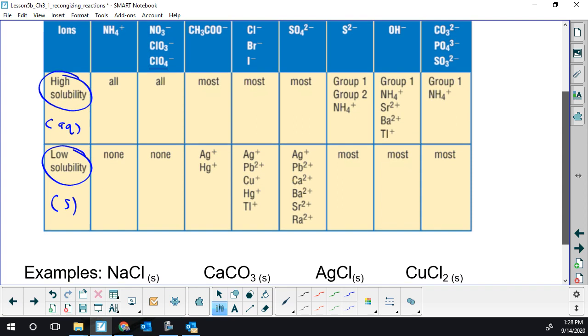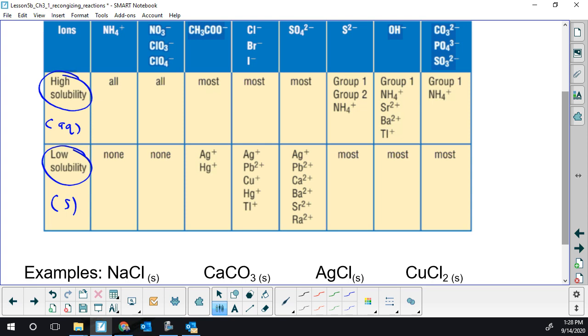I'm going to jump into some examples because I really need an example to explain this. What happens if we put each of these four solids in water? We're going to predict whether they're going to stay together as a solid and just fall to the bottom, which would be low solubility, or whether we put it in solution and whether the water can break it up. And we're going to write aqueous because all the ions are separated.